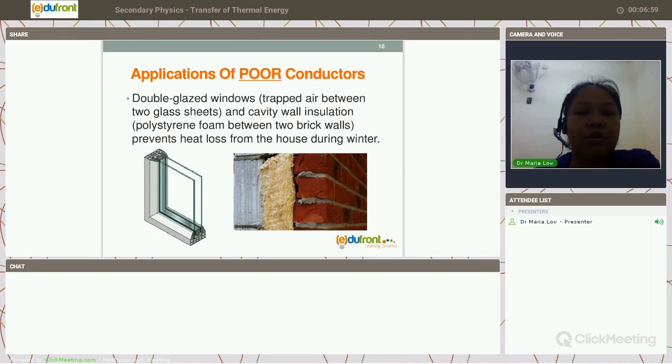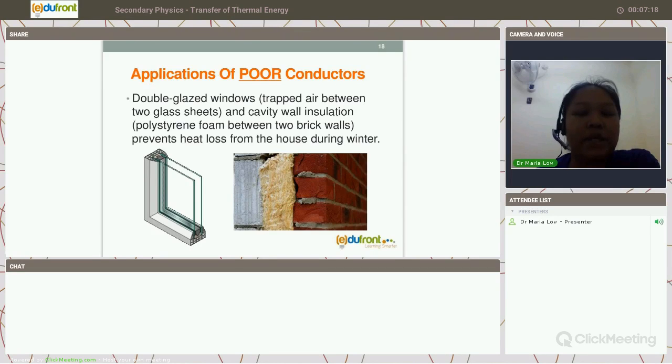Some more examples of poor conductors: double glazed windows, which have two glass sheets with trapped air in between them, and cavity wall insulation, where polystyrene foam is pumped in between two brick walls.